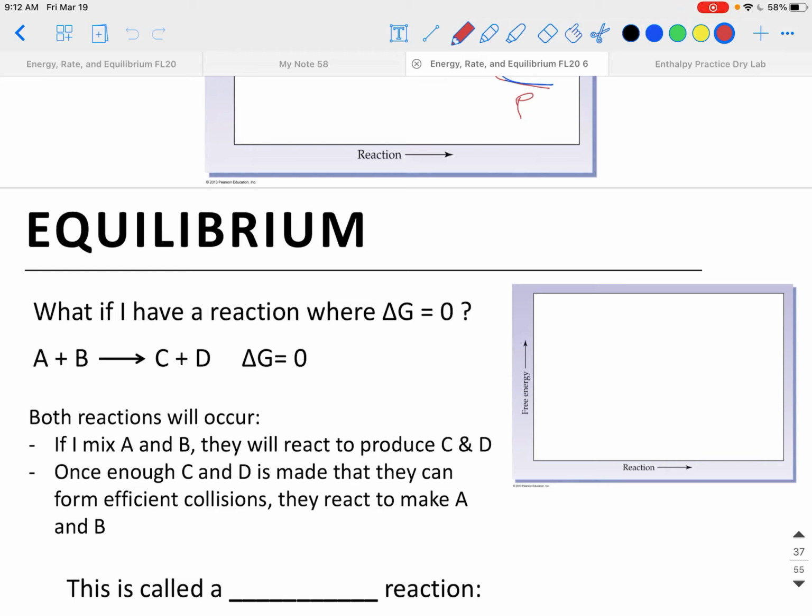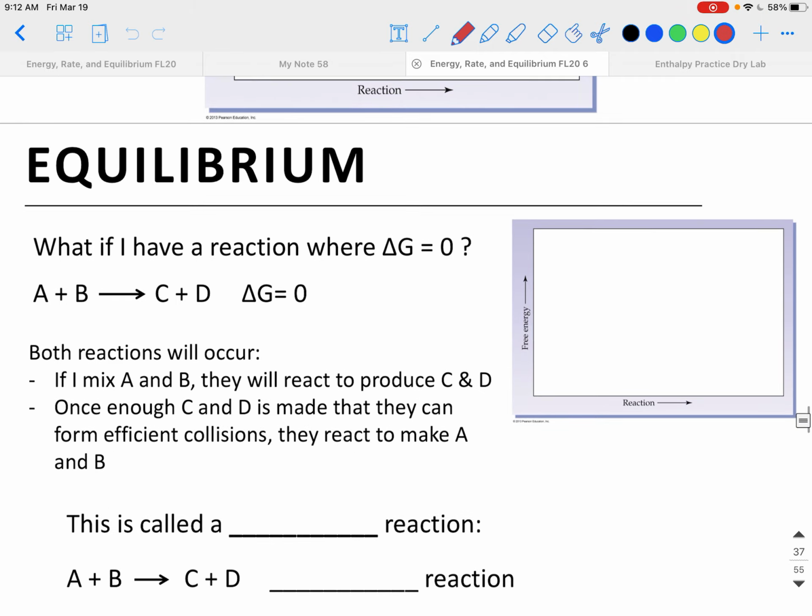Okay, we are going to talk about equilibrium. That is the next big topic in chapter 7. So to open this discussion, I'm going to ask this question: what if I have a reaction where delta G equals 0? We've been talking all about the importance of delta G. A negative delta G is favorable, spontaneous.